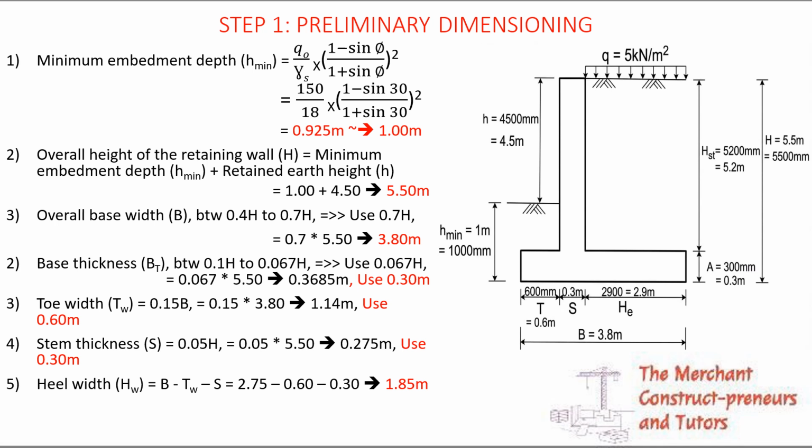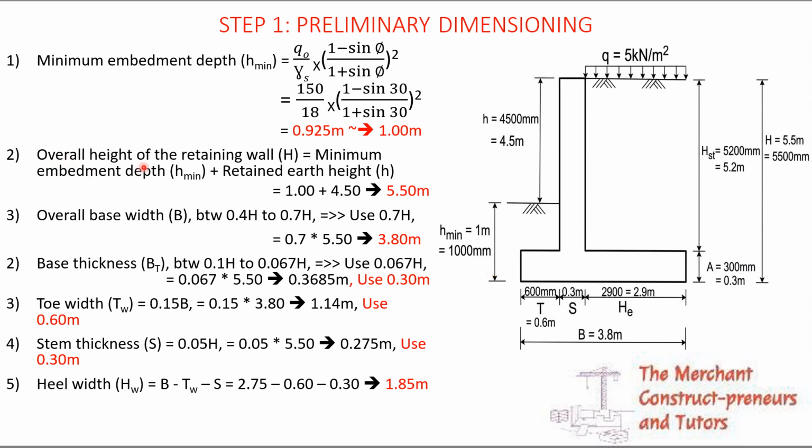So the first is minimum embedment depth, and this minimum embedded depth is the depth at which this retaining wall is buried to the ground based on the level from the face. So this is the minimum embedded depth, HM. It's given by this formula. This Q naught is safe bearing capacity of the soil. This is the unit weight of soil, given by this formula. So once you calculate this, you have this 0.925, approximately 1 meter. So that's the reason why I have it as 1 meter here, right?